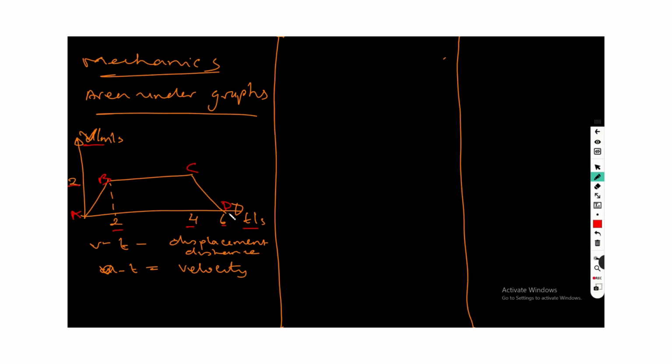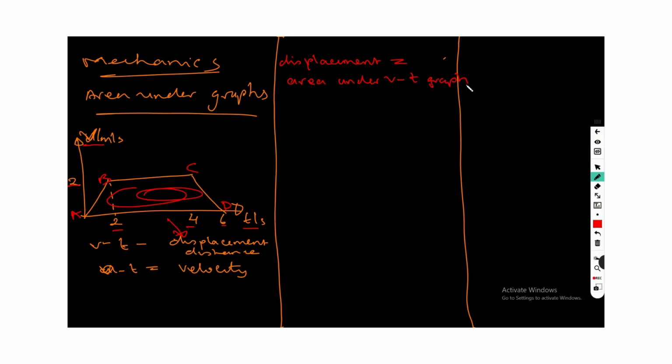Now we are focused on calculating the area under the graph. This is the area under the graph. How do we calculate it? This area will give us displacement or distance, depending on what they ask me to look for. So displacement will be equal to the area under the velocity-time graph.